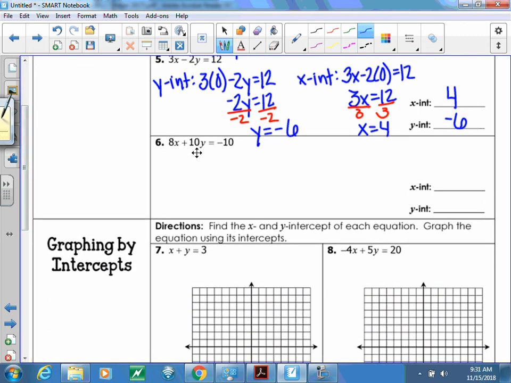8x plus 10y equals negative 10. So y-intercept, we're going to take 8 times 0 plus 10 times y is equal to negative 10. 8 times 0 is 0. 10y is equal to negative 10. Divide by 10, and y is equal to negative 1.